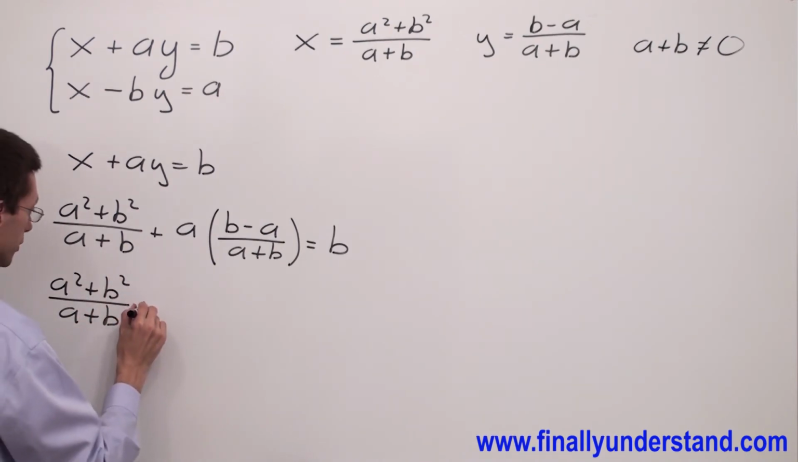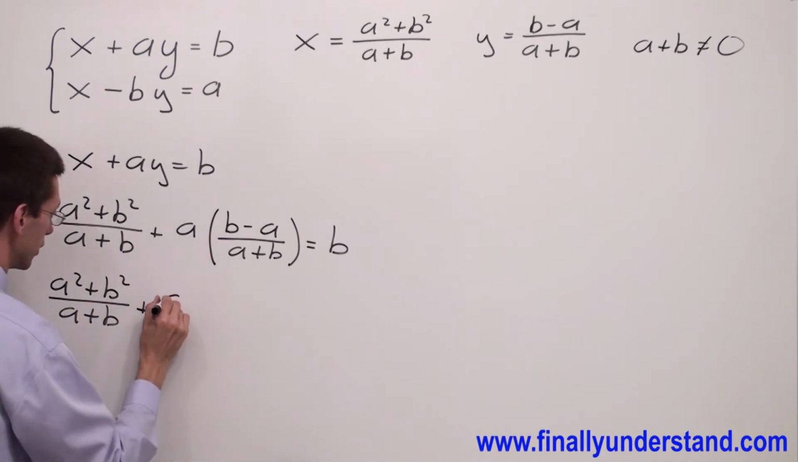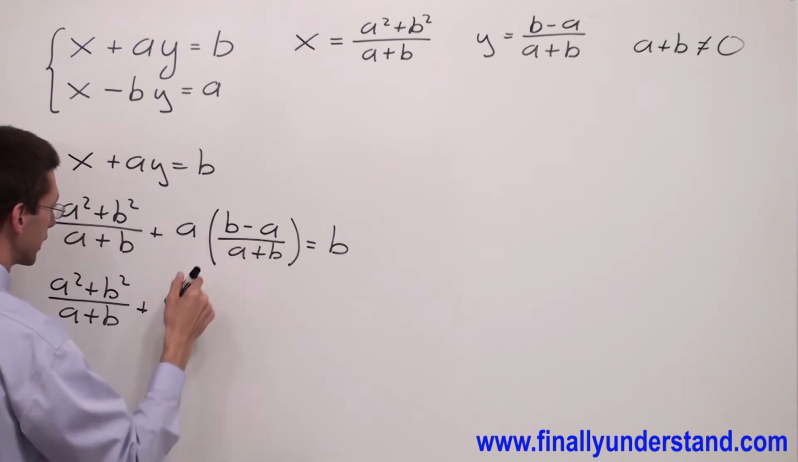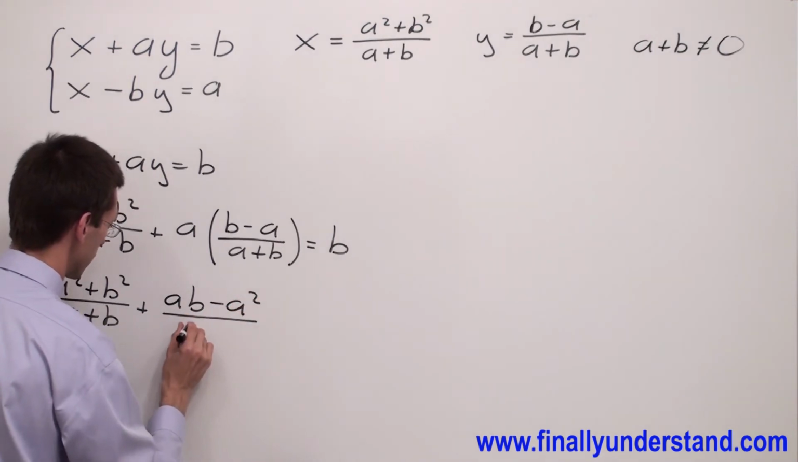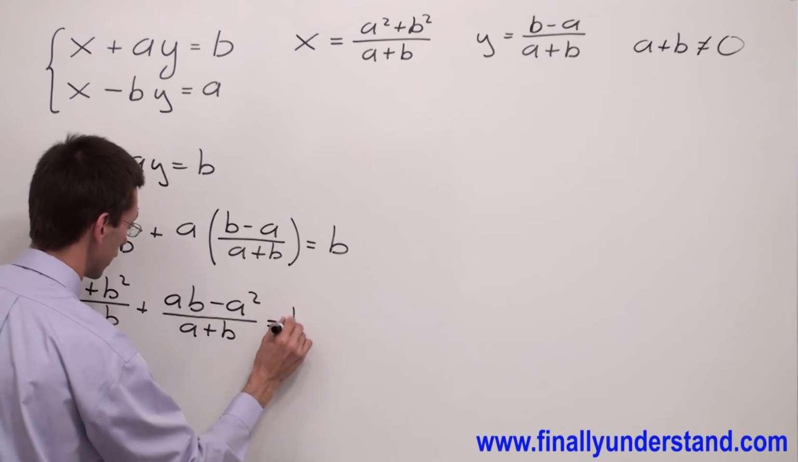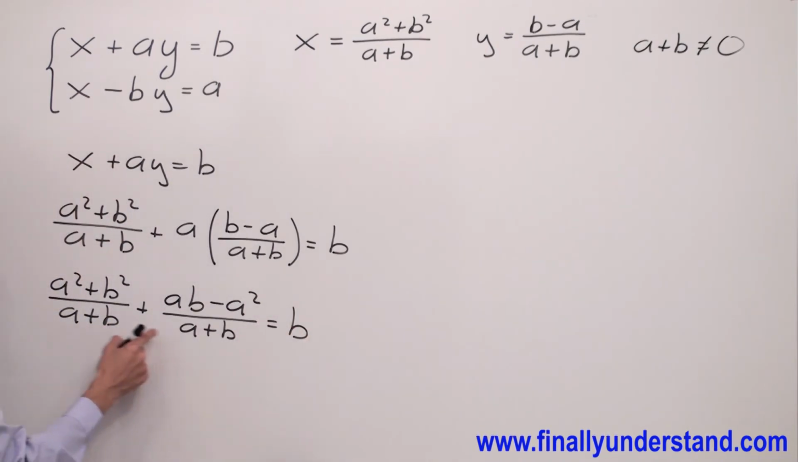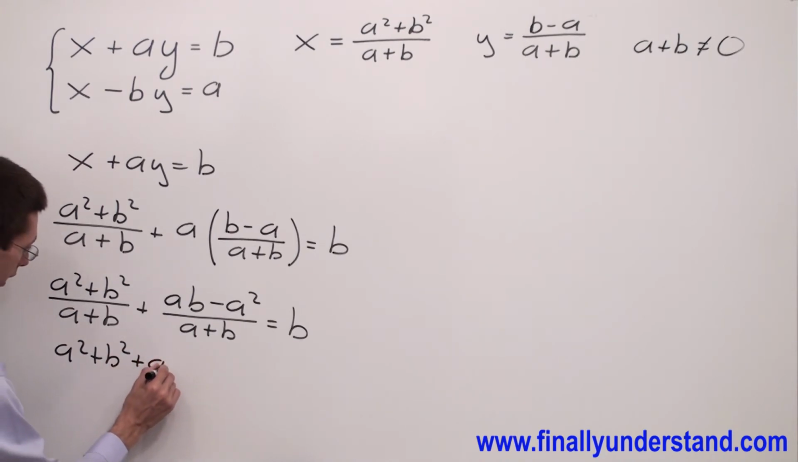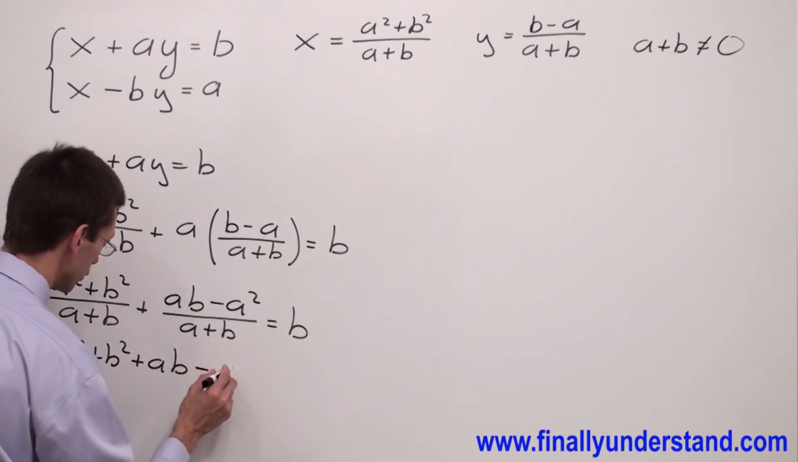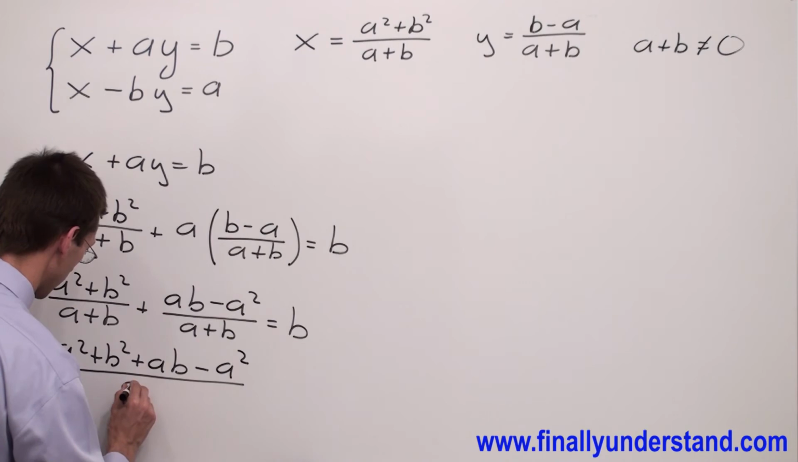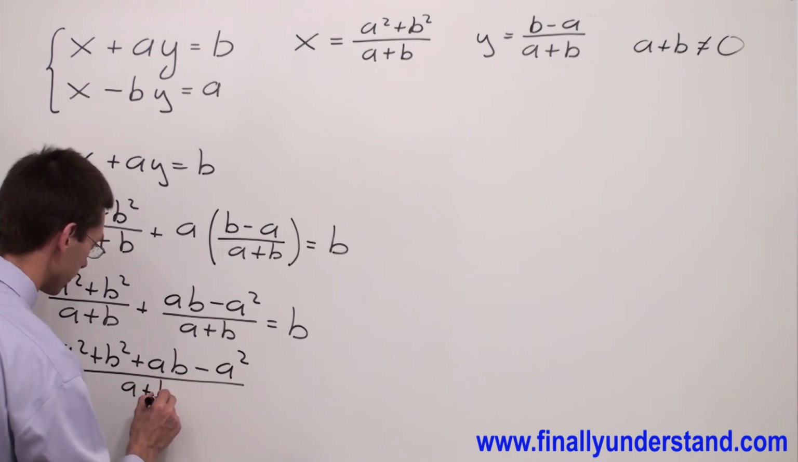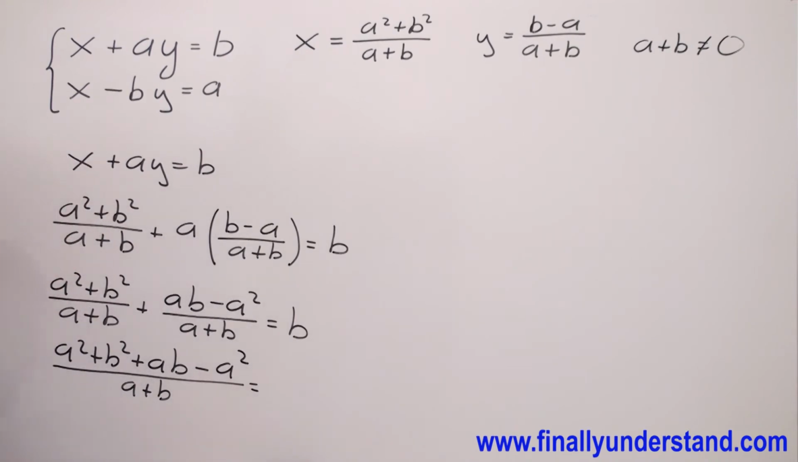Next, I'm supposed to perform the multiplication. A times b is ab. A times negative a is negative a squared over a plus b, which has to be equal to b. Please notice that we have a common denominator already. That's why I'm going to simply write a squared plus b squared plus ab minus a squared over a plus b. Okay, this is going to be equal.